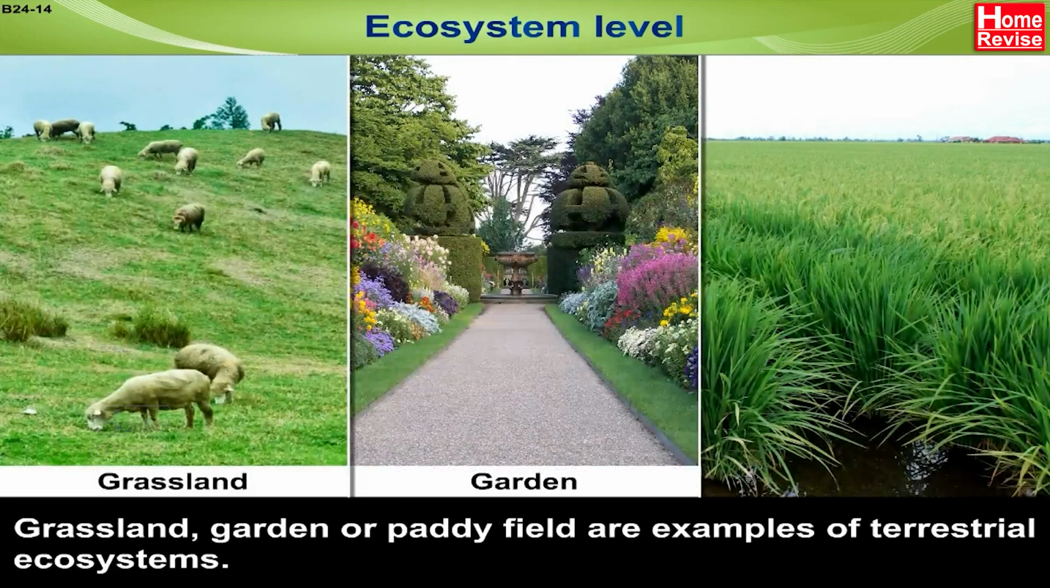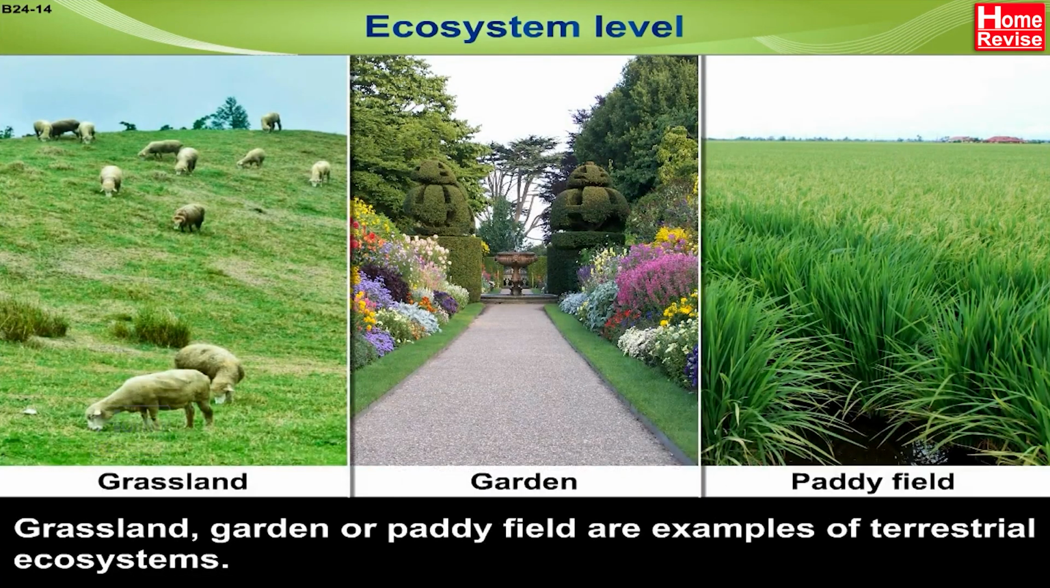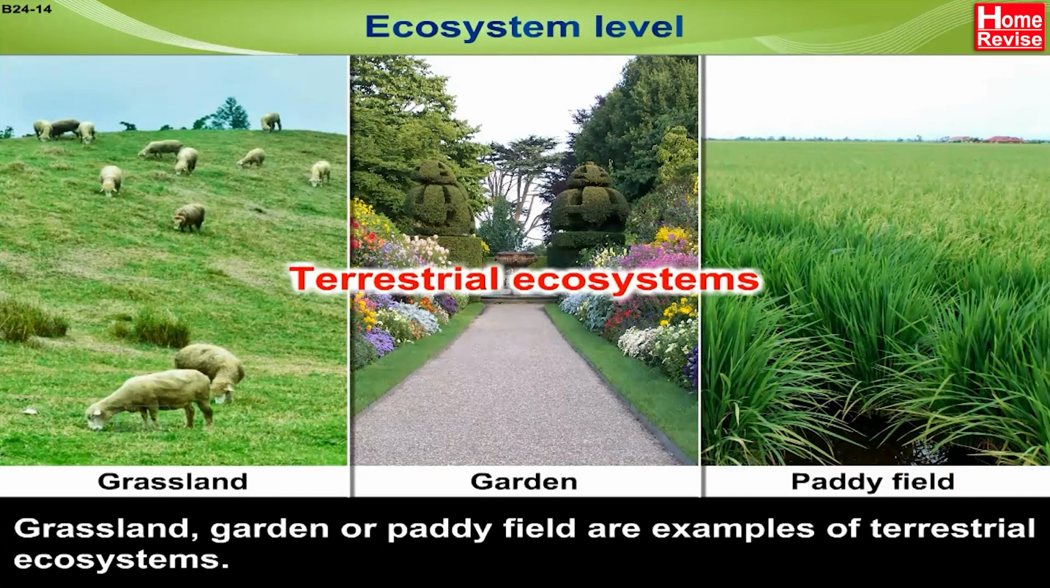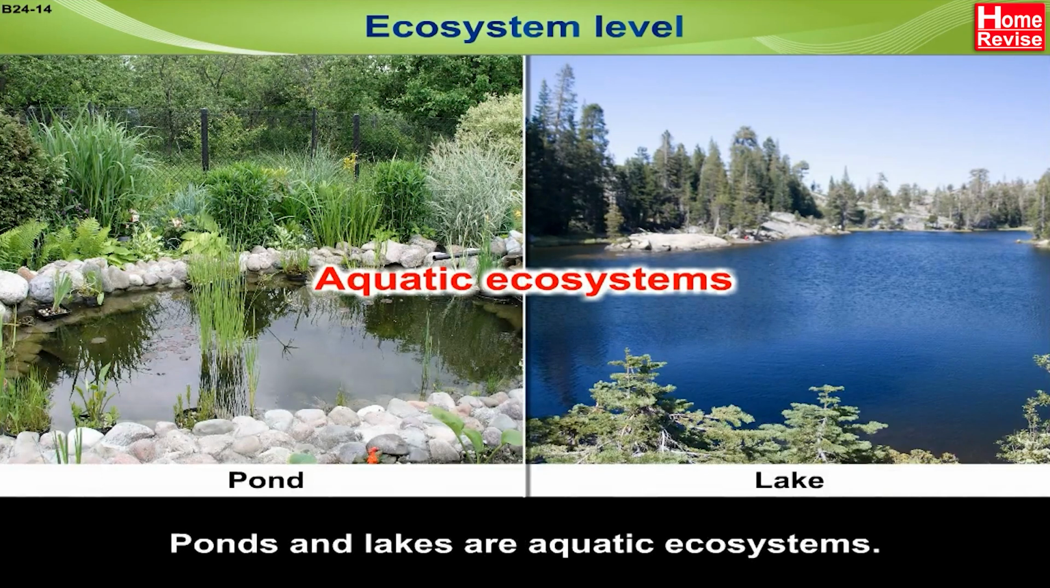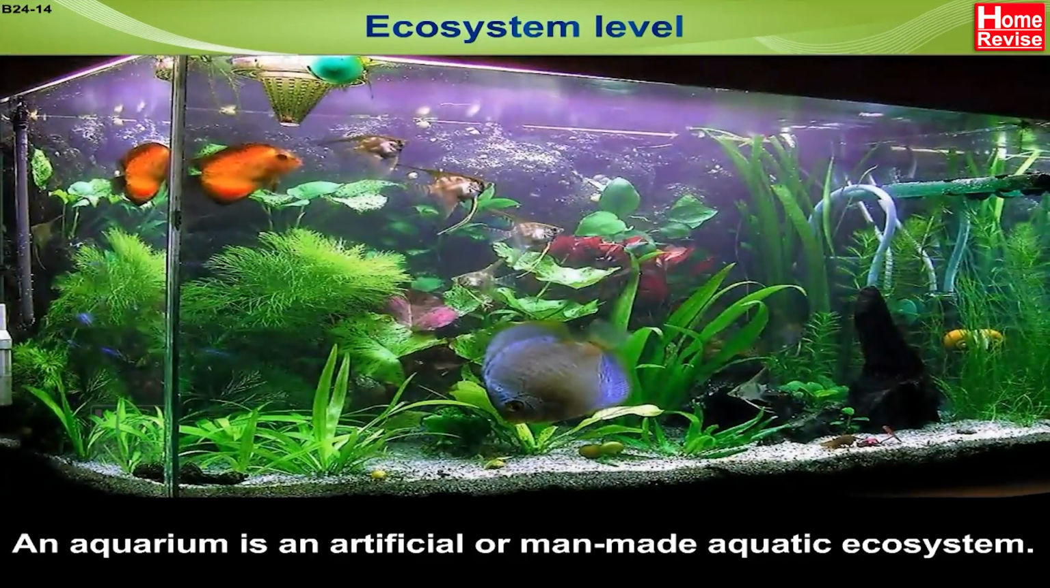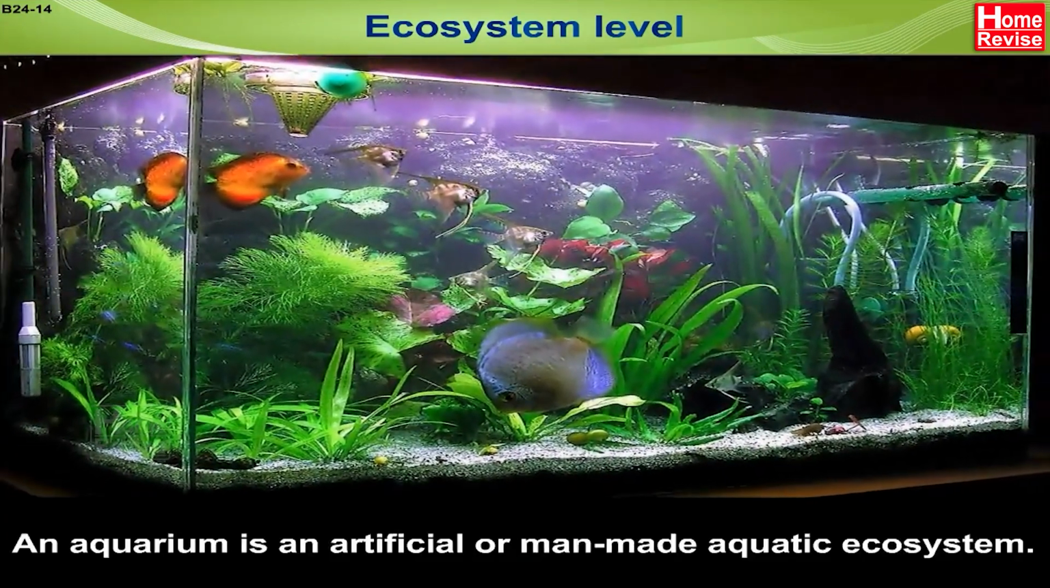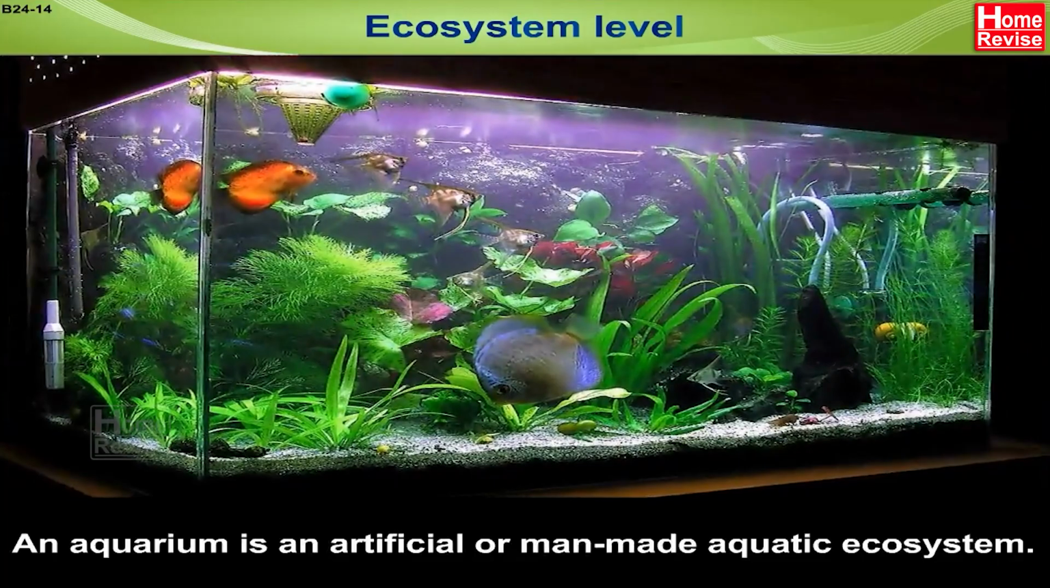Grassland, garden, or paddy field are examples of terrestrial ecosystems. Ponds and lakes are aquatic ecosystems. An aquarium is an artificial or man-made aquatic ecosystem.